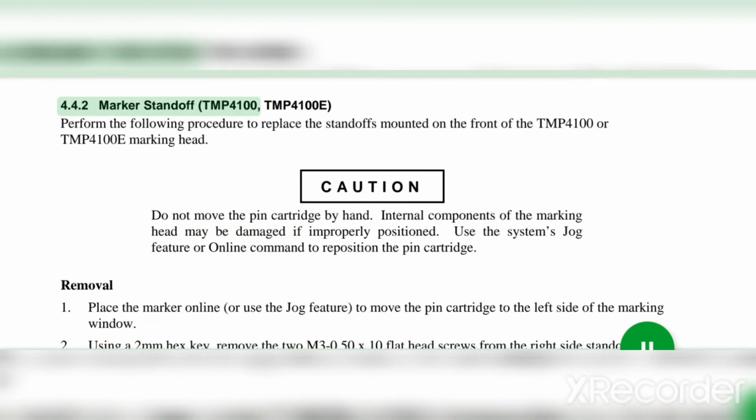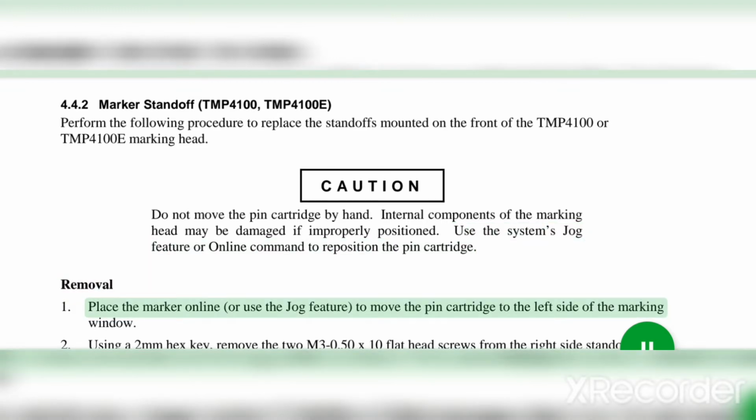4.4.2 Marker standoff, TMP 4100, TMP 4100E. Perform the following procedure to replace the standoffs mounted on the front of the TMP 4100 or TMP 4100E marking head. Caution: Do not move the pin cartridge by hand. Internal components of the marking head may be damaged if improperly positioned. Use the system's jog feature or online command to reposition the pin cartridge.